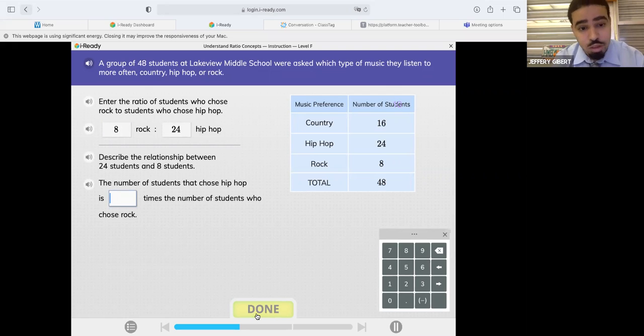All right, so Leanna, your turn again. The number of students that chose hip hop is blank times the number of students who chose rock. Hold on. You gotta multiply it. It's 8 times something is 24. Oh wow, 3. It's 3. Yes, that's correct. The number of students that chose hip hop is 3 times the number of students who chose rock.